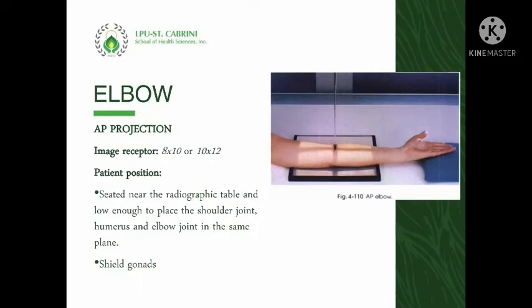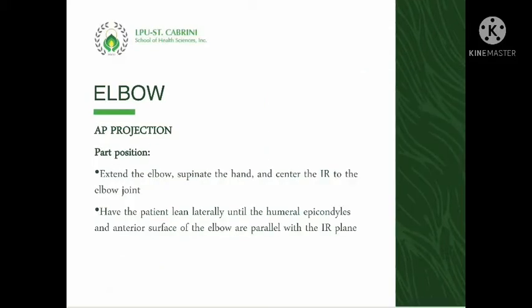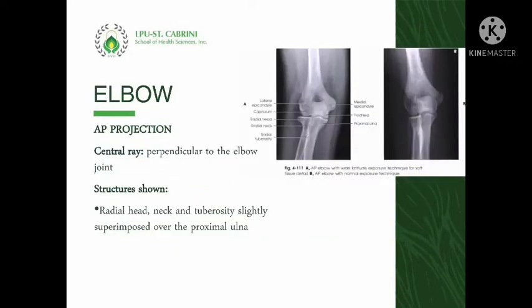For the AP projection of elbow, the patient is seated sideways beside the radiographic table, low enough to place the shoulder joint, humerus, and elbow joint in the same plane. The elbow joint is extended and centered to the IR with the hand in supine position. To make the humeral epicondyles and the anterior surface of the elbow parallel with the IR plane, have the patient lean laterally. The central ray is directed perpendicular to the elbow joint.